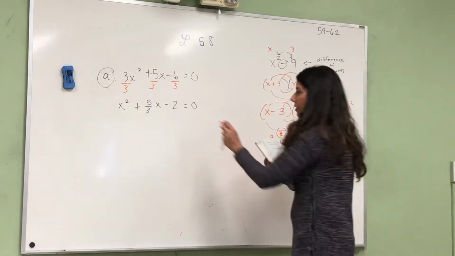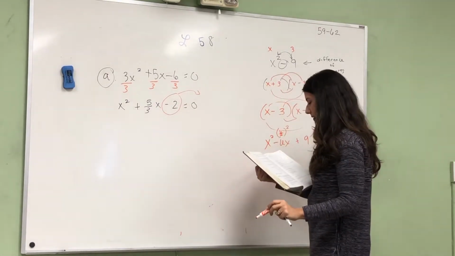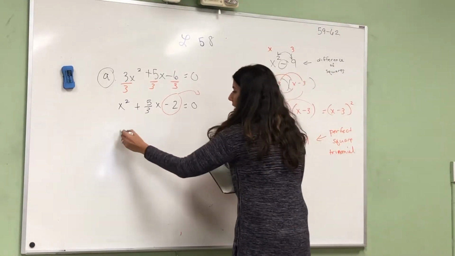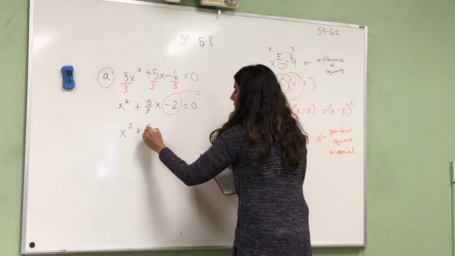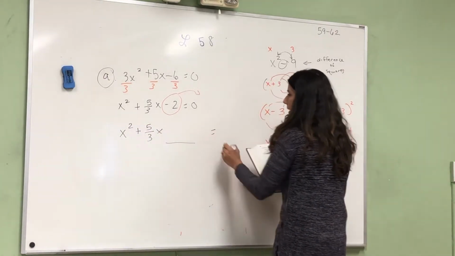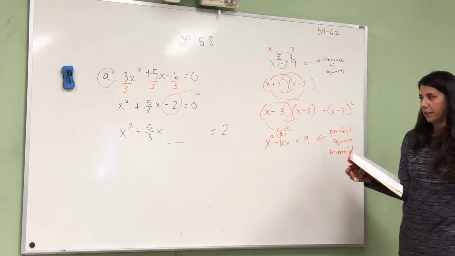But first, this we need to get rid of. We're going to move that to the other side. So we get x squared plus 5/3 x. We're leaving this space open to complete the square, and we throw that 2 to the other side.